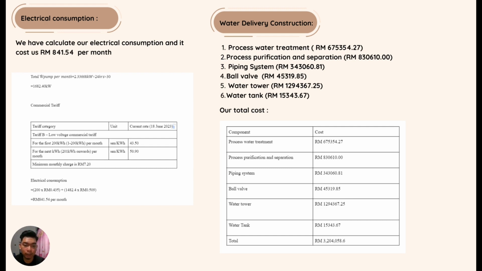For our water delivery construction, it is quite expensive, but it is worth it because our water tank is quite big. And then we find the material for each component. We choose it wisely, and then we total up, and we got the total cost of the delivery construction as 3,204.58.6 ringgit.